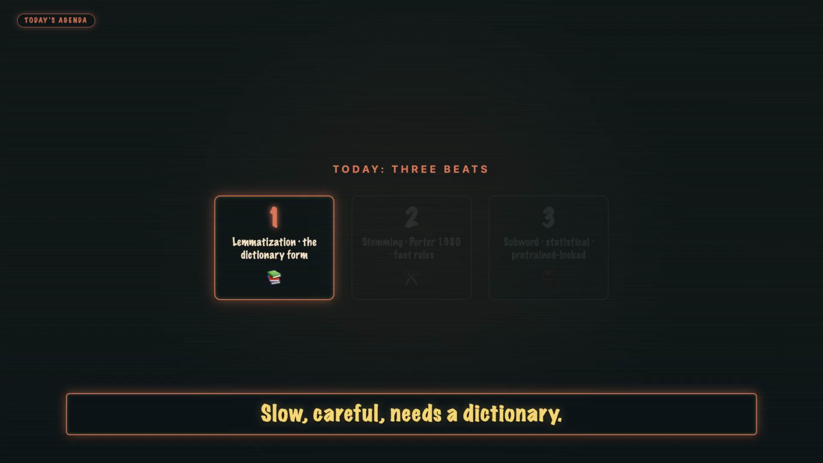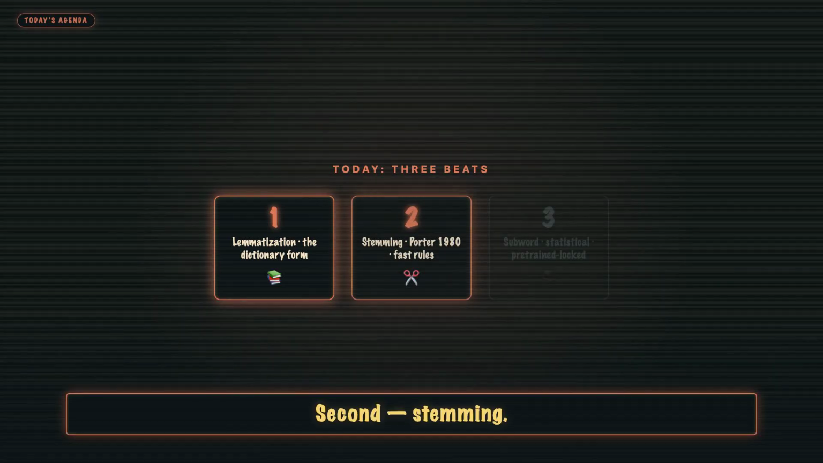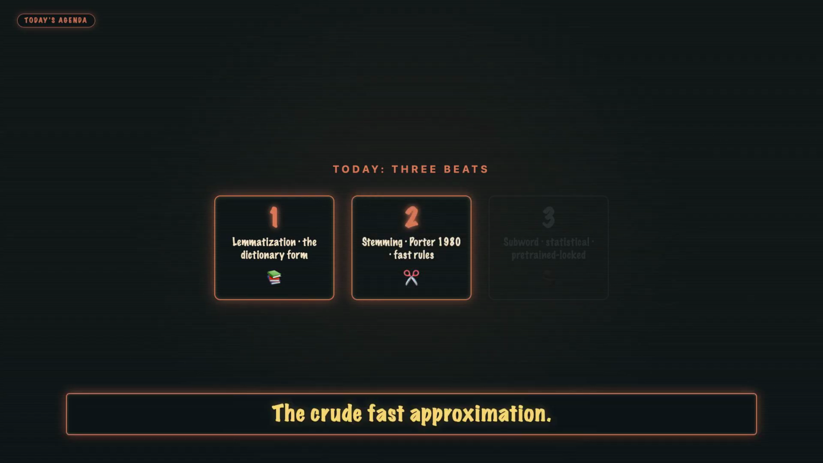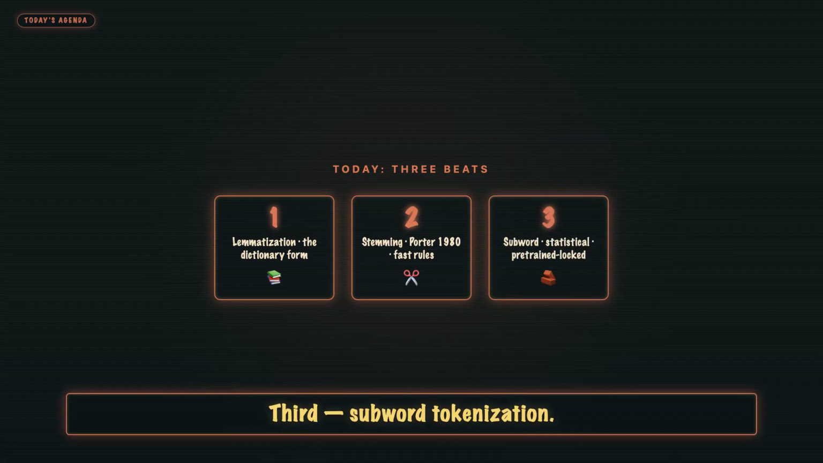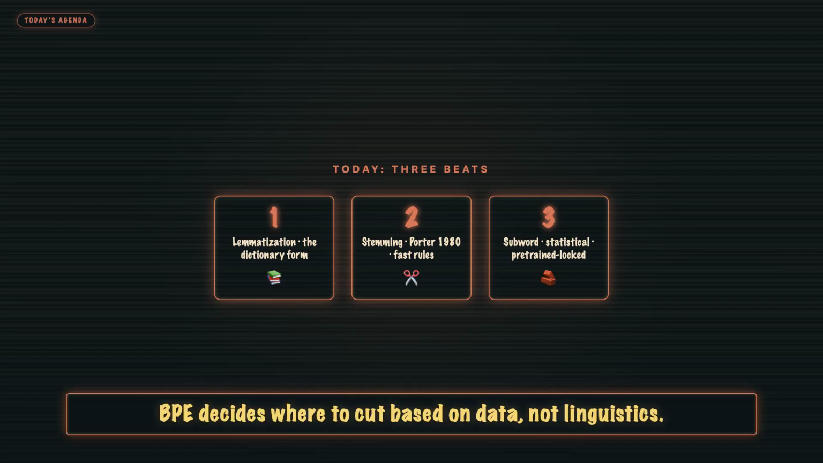Slow, careful, needs a dictionary. Second, stemming, the crude, fast approximation, Porter's algorithm, chop suffixes and move on. Third, subword tokenization, the modern statistical answer. BPE decides where to cut based on data, not linguistics.